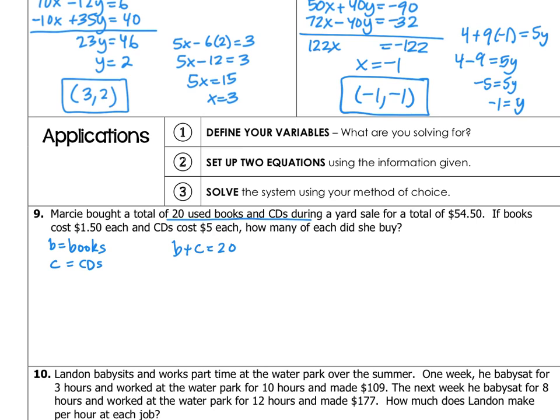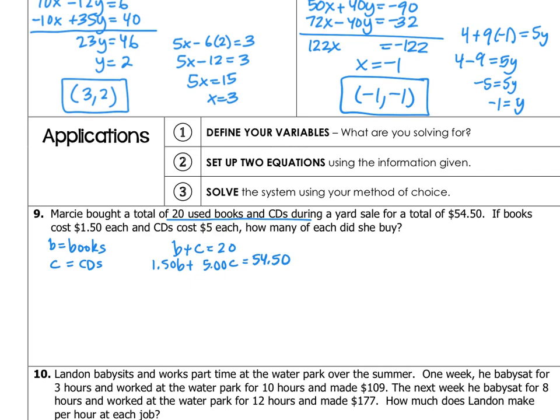Cost, $1.50 for the book, so $1.50 for each book, plus $5 for the CDs, has to add up to the amount she spent. All right, so those are our two equations. I didn't have to put decimals on the $5. I could have just left it 5.